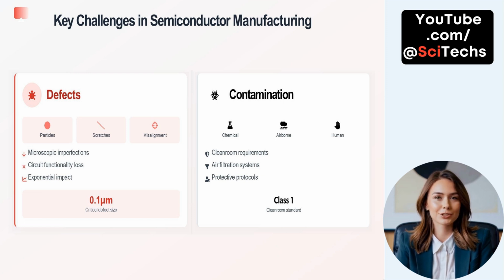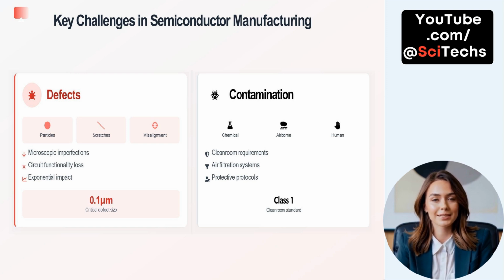One of the biggest challenges in semiconductor manufacturing is managing defects and contamination, both of which can significantly reduce yield. Defects may include particles, scratches, or misalignment, often occurring at microscopic levels. Even tiny imperfections, such as those smaller than 0.1 micrometers, can compromise the functionality of a circuit, leading to total device failure. These defects can have an exponential impact across wafers, multiplying losses and lowering production efficiency.